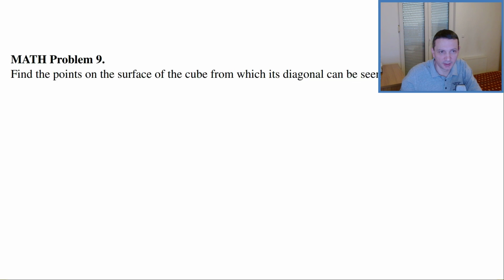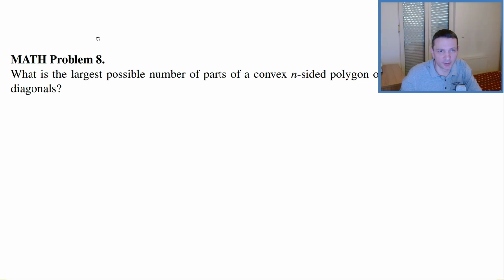So we continue with this problem number 8. So we shall first prepare the stuff here. Let's try to see what happens if we have a triangle, so n equal to 3. Of course, we have no diagonals here, and we have one part, one region only.